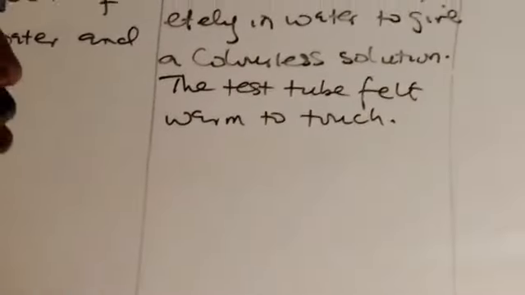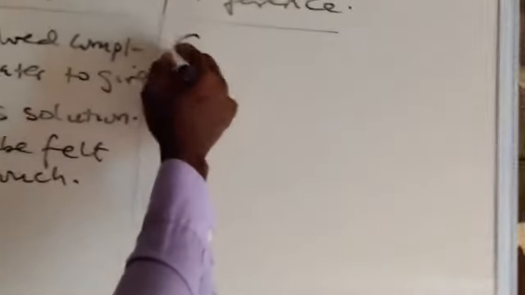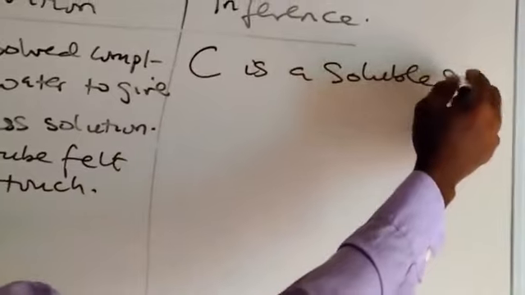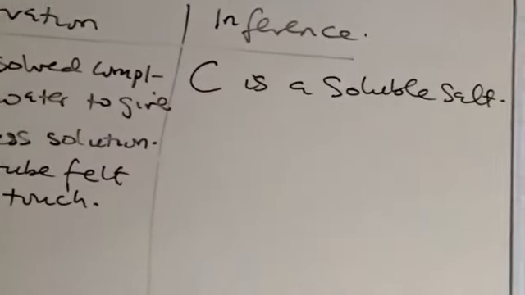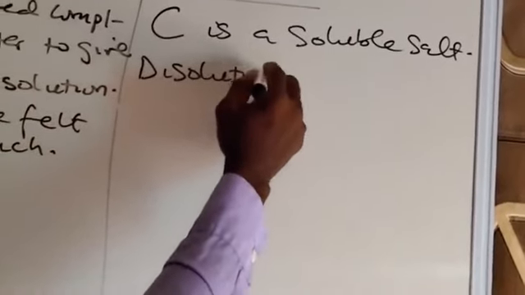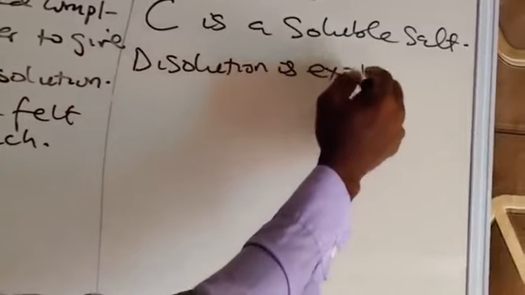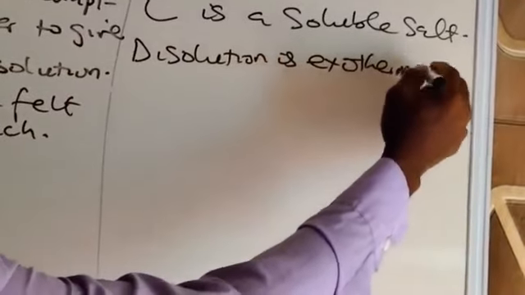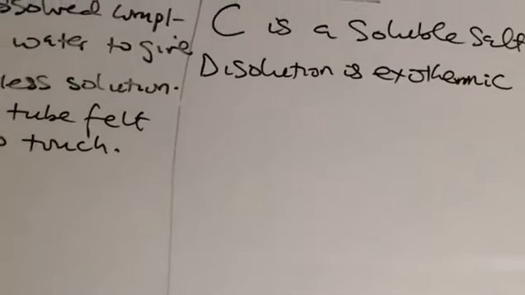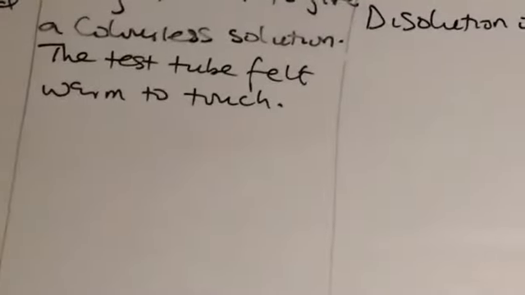Under the inference column, you write C is a soluble salt. Full stop. Then you write the solution is exothermic because of the sensation of hotness felt in the process. Exothermic. So let's go to the second question.